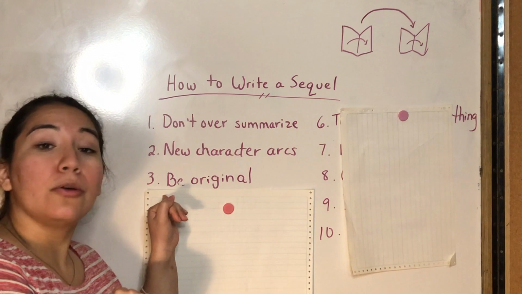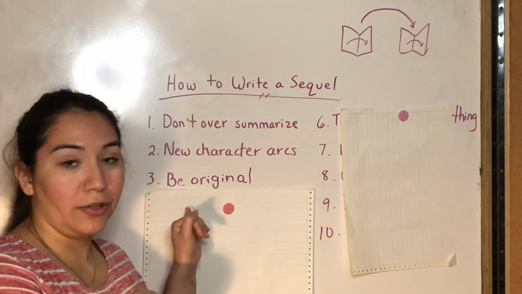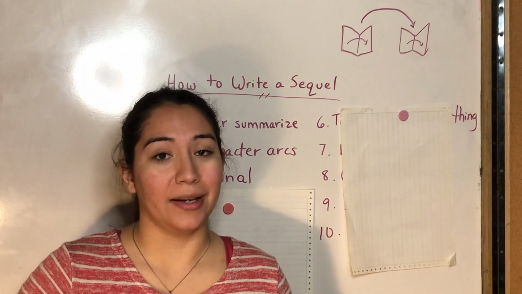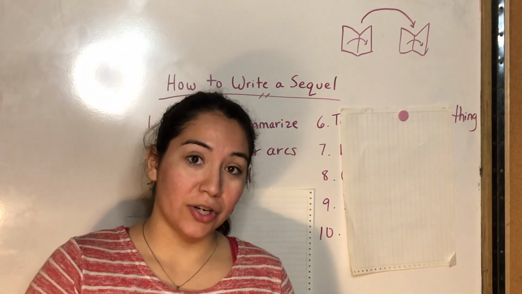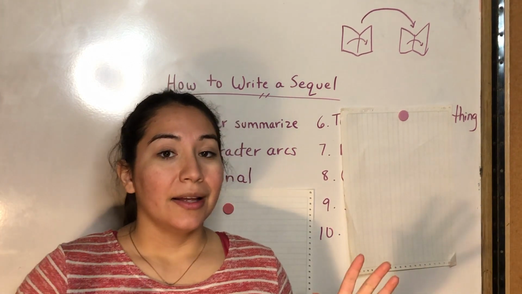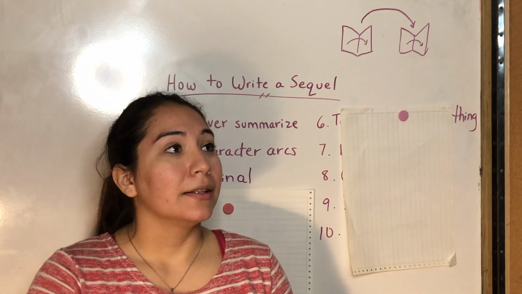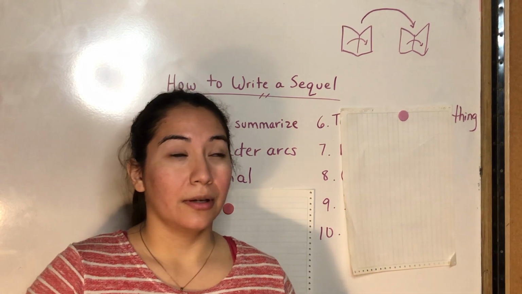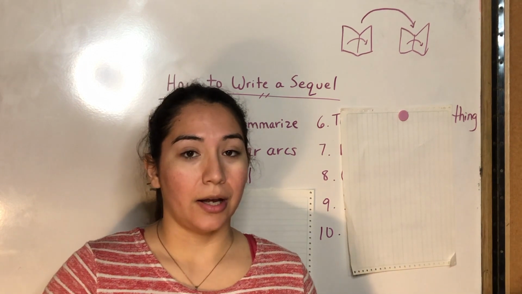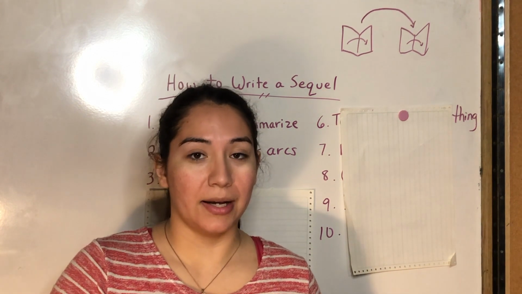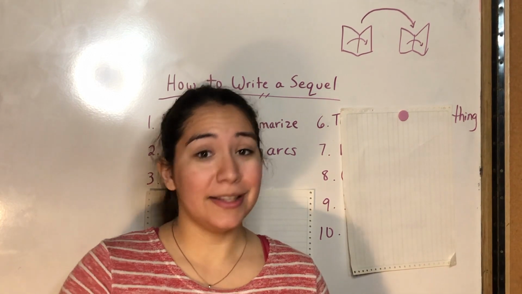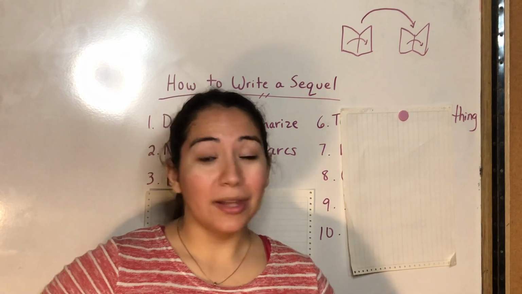Number 3, you are going to want to be original. Why? We don't want a rehash of number 1. We want something fresh, some new character arcs, new storyline. You can't just be, they solved a murder mystery, whodunit, mystery weekend, book 1, and then do the same thing book 2. Like, it can still be a murder mystery, but there's all kinds of different murder mysteries. So liven it up a little bit.